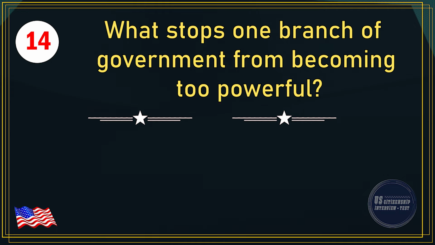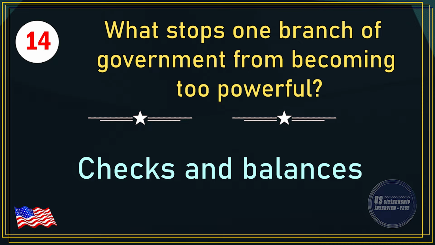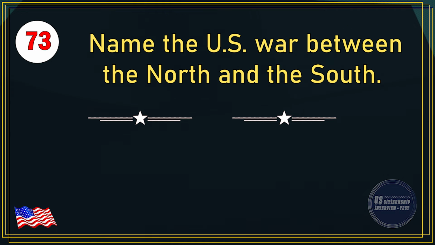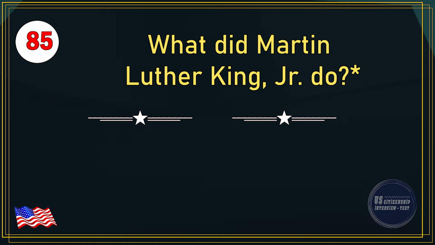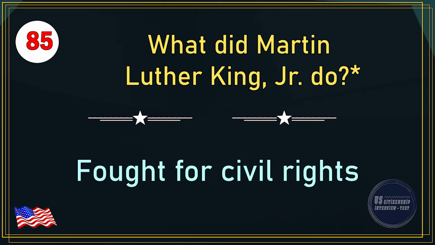What stops one branch of government from becoming too powerful? Checks and balances. Name the U.S. war between the North and the South. The Civil War. What did Martin Luther King Jr. do? Fought for civil rights.